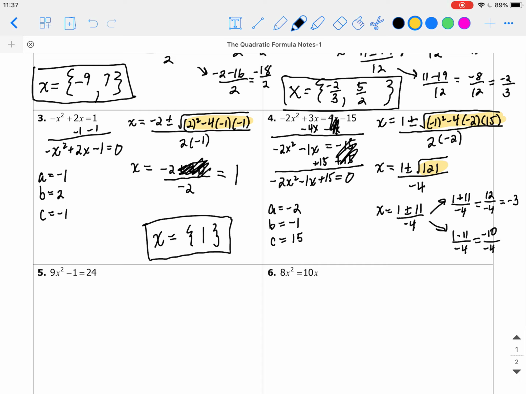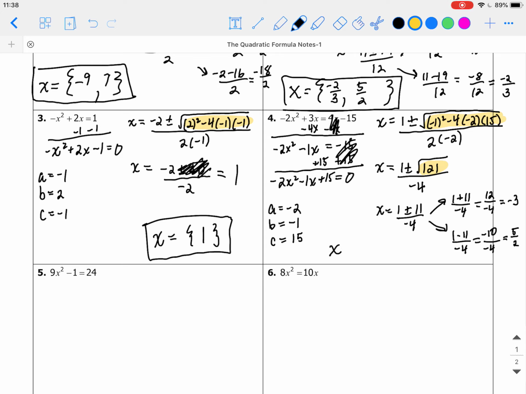This will be a fraction. Negative over negative will give me a positive, and 10 over 4, both those numbers are divisible by 2, so I will have 5 over 2. And again, it's positive because we have a negative over a negative. So I have my two answers.